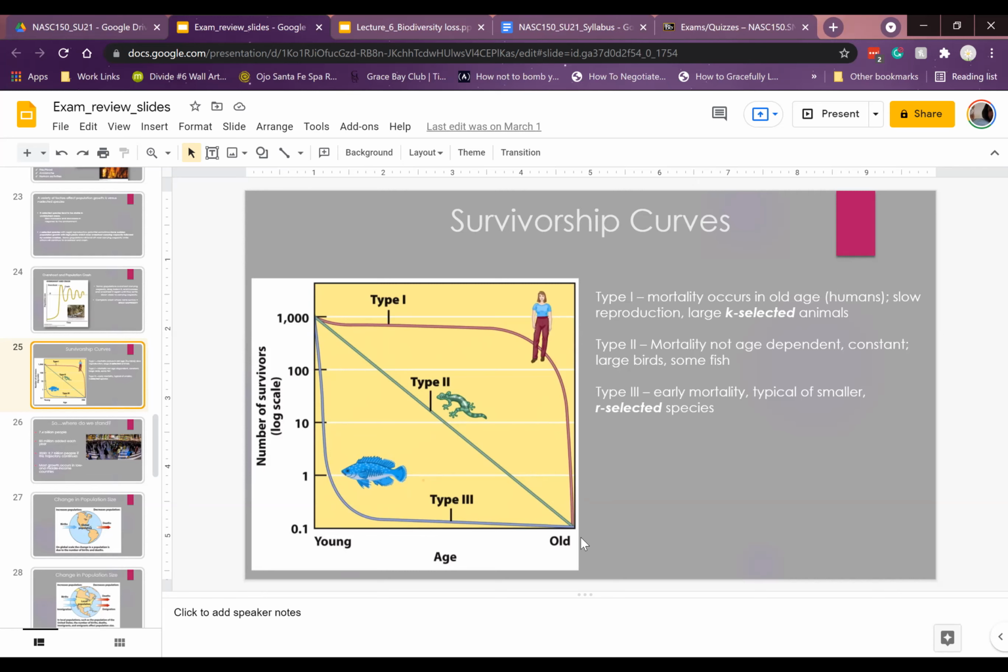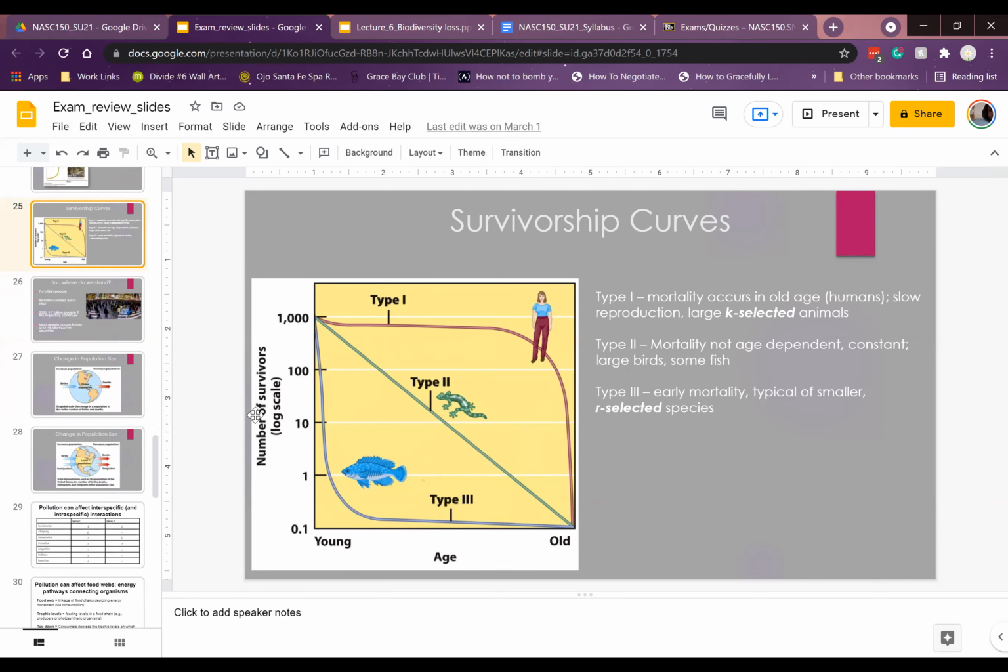And then you have type 3, which would be pretty characteristic of things like mice. Those are R-selected species. High mortality early on. Very few individuals living late into life. You see very few old mice in nature. Most of the mice you see in nature are young.